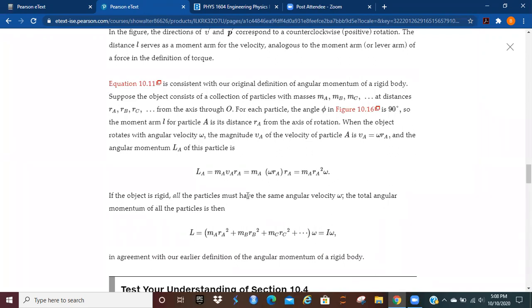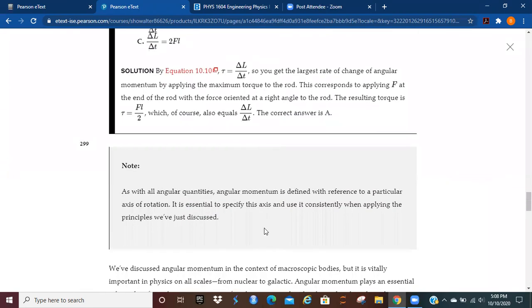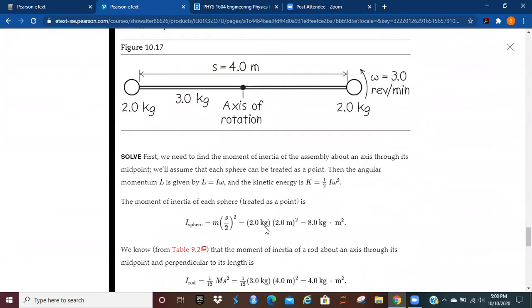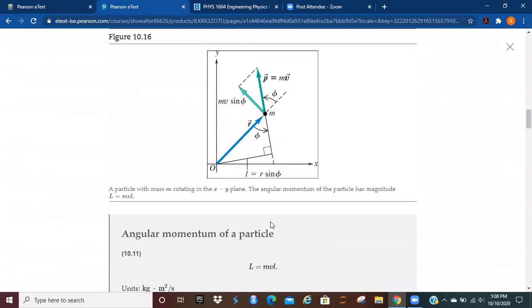If the object is rigid, all of the particles move at the same angular velocity, which means that if we sum all of those together, then we can come up with a moment of inertia times the angular velocity. So we've got some more exercises down there for you to work through.